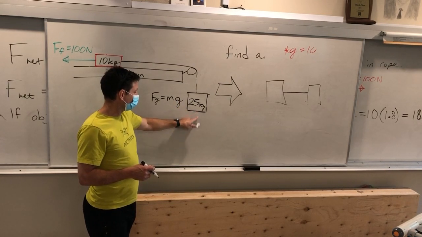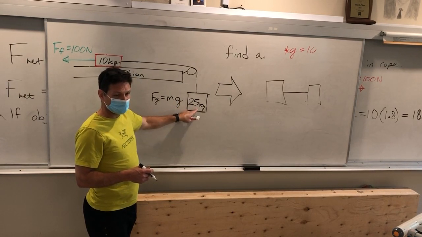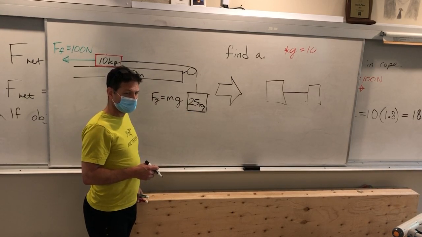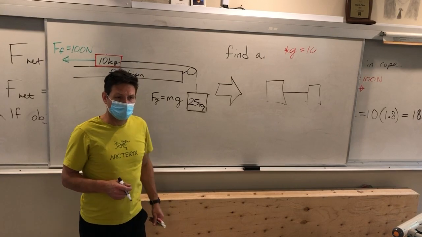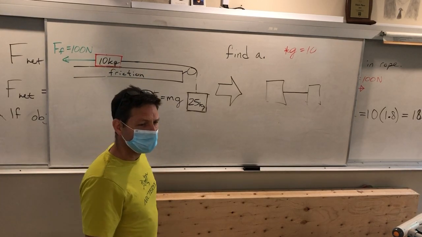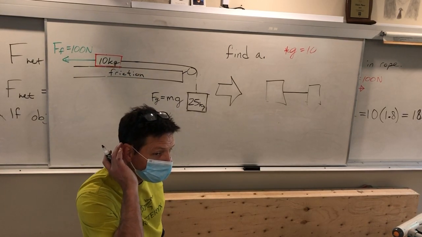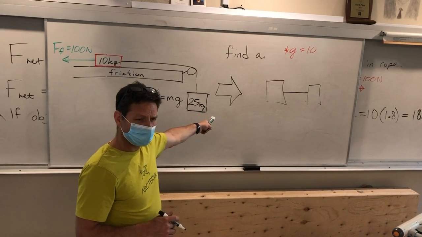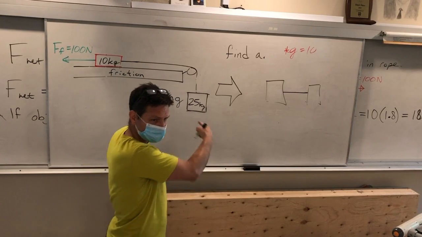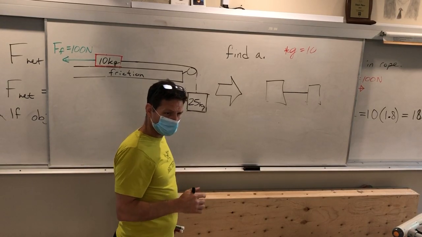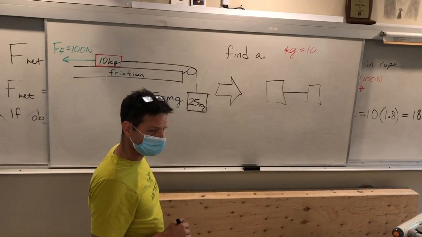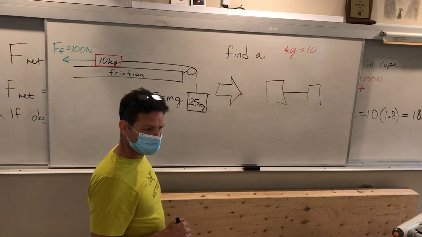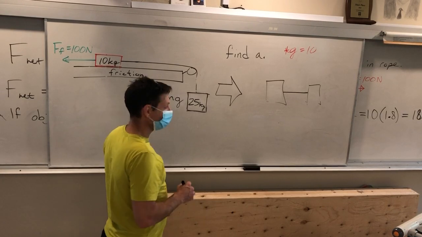Nanato, what's the force of gravity on this block? He's squinting. Are you? Pardon me? Do you have trouble seeing the board? Is it hard for you to see this? Yeah, it's okay? Okay.